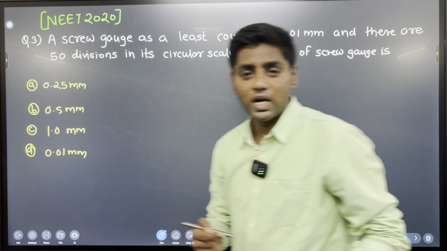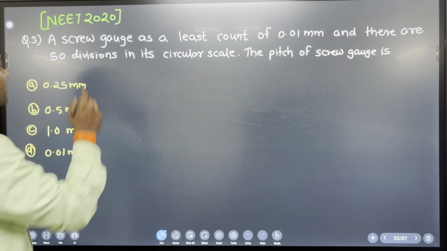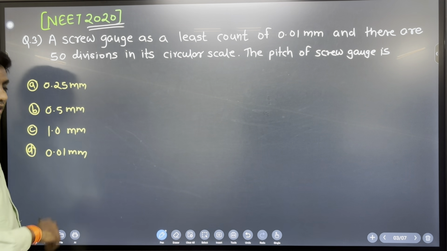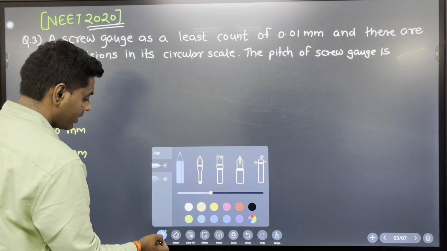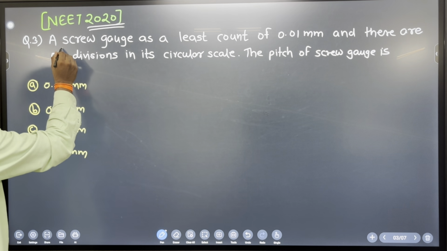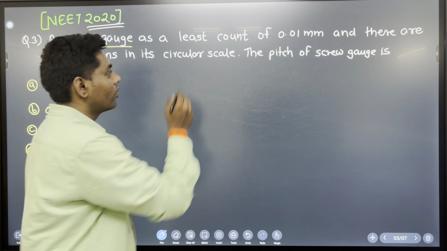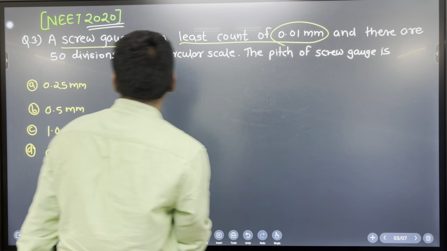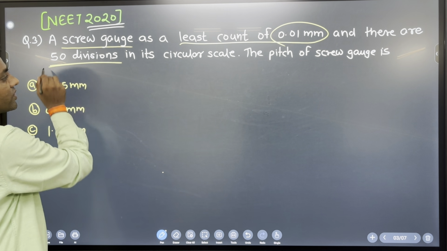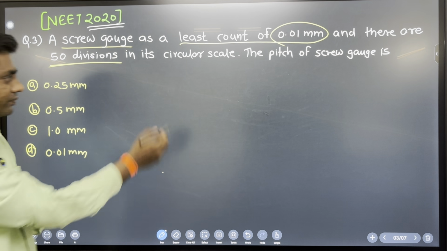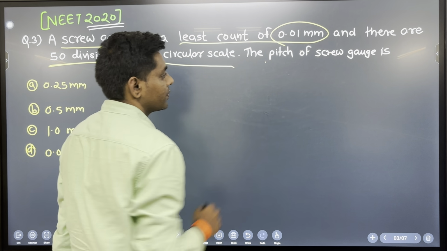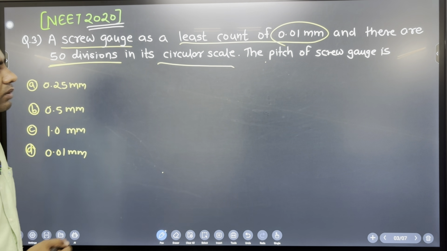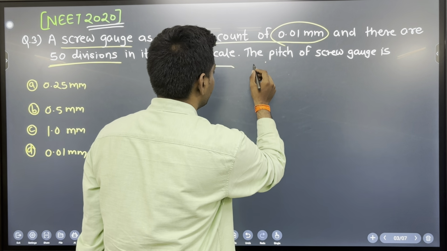So the MCQ is again asked in the NEET examinations. NEET 2020 का question है. Question बहुत easy है. So what is given? Screw gauge has a least count, उसका least count दिया है उन्होंने 0.01 mm, and there are 50 divisions in its circular scale. So what is the pitch of the screw gauge? So very simple, how to calculate the pitch of the screw gauge?